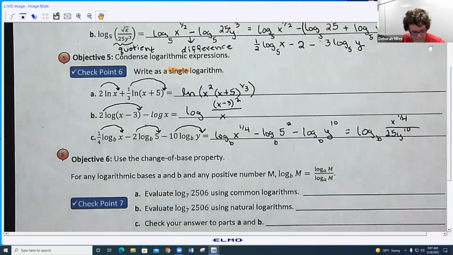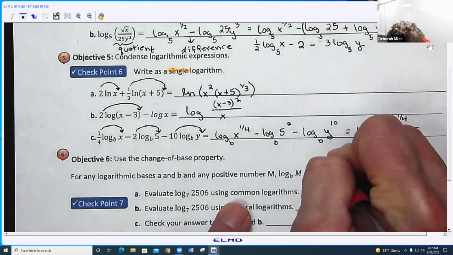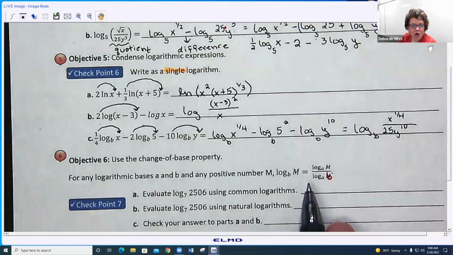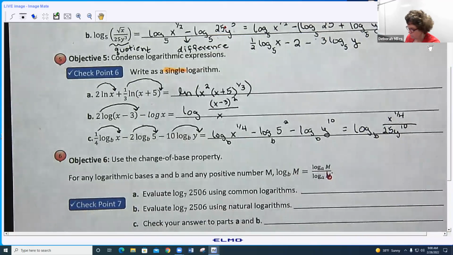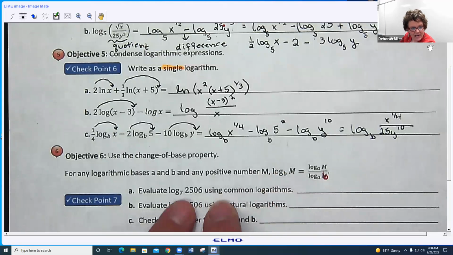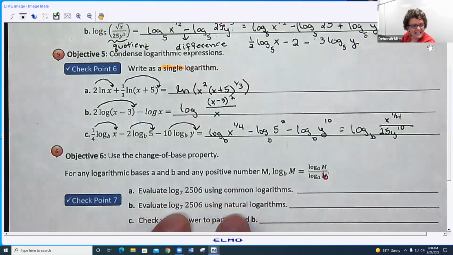That's supposed to be B in the denominator. Log base A of M divided by log base A of B. And if we're going to change log base B to some other base, it would make sense to change it to a base that we have a button for on the calculator. Either change it to base 10 or base e. So we're going to do this same problem twice, once using common logarithms, that's base 10, once using natural logarithms, that's log base e, and show that you get the same answer both times.